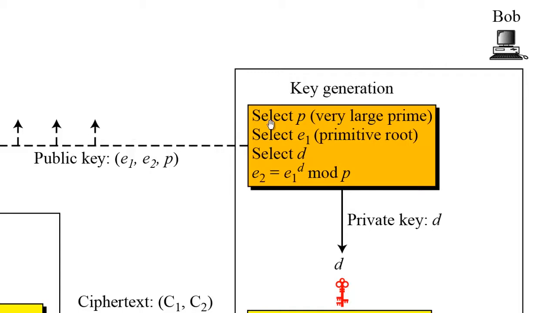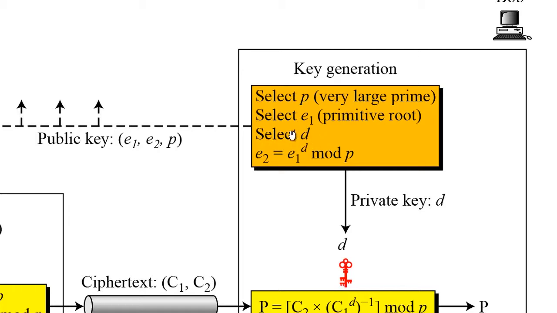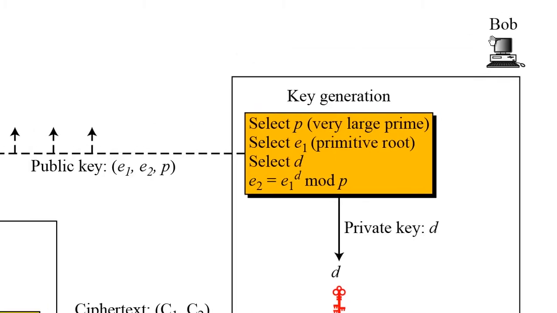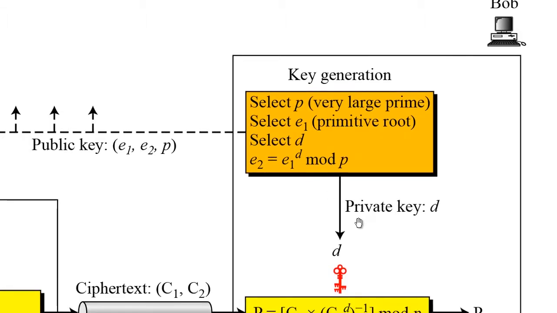Bob will do the key generation by selecting a very large prime number and a primitive root, that is P and E1, and then one secret value D, which is known only to Bob, nobody else. Bob only chooses that value D, and it is kept secret. Now, Bob will generate the public key. How is he generating the public key? E2 is equal to E1 power D mod P. He already knows E1, which was selected by Bob, and based on E1, D and P, he generates E2. As we can observe here, D is the private key of Bob, whereas E1, E2 and P are public.